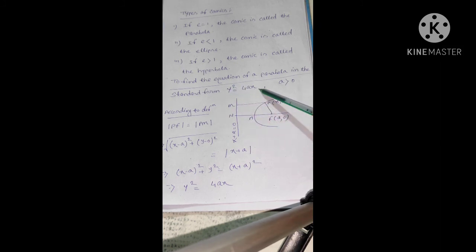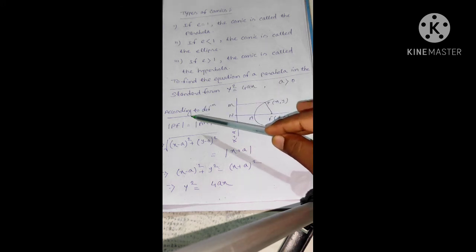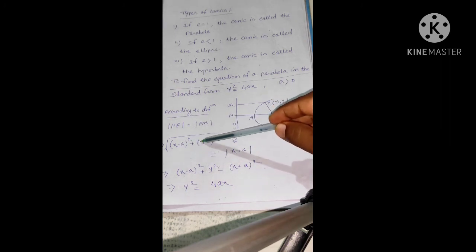So this is the standard form of a parabola, y square equal to 4ax, if a is greater than 0. How can we derive this? We have already seen in the definition that PF is equal to PM. So I have written PF equal to PM. Now let us use the distance formula in PF. While using the distance formula, we will get the square root of (x minus a) whole square plus (y minus 0) whole square. This is the value of PF.